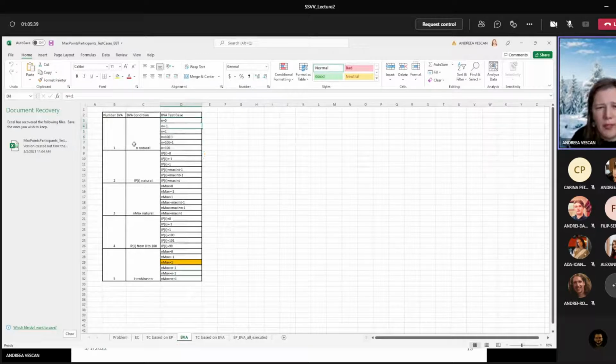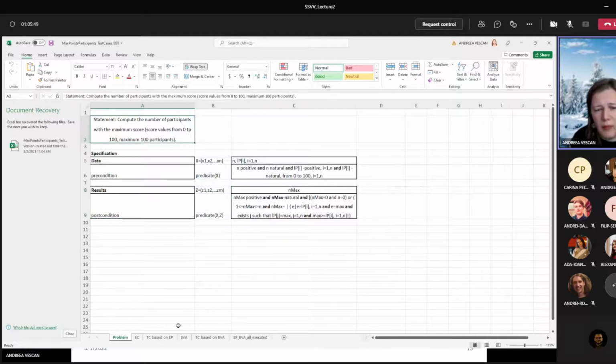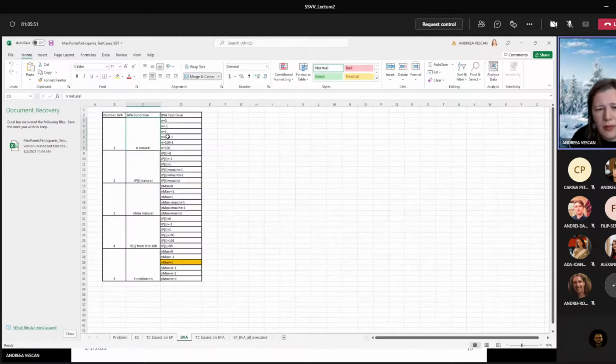For example, we know that n is natural, and this n could be from 0 basically to 100. That was the maximum number of participants, right? 100. Then on the boundary, we can have exactly near 0. So we have 0, -1, and +1, and near 100, +1 and -1. So again, this is the discussion about each condition in the equivalence classes.